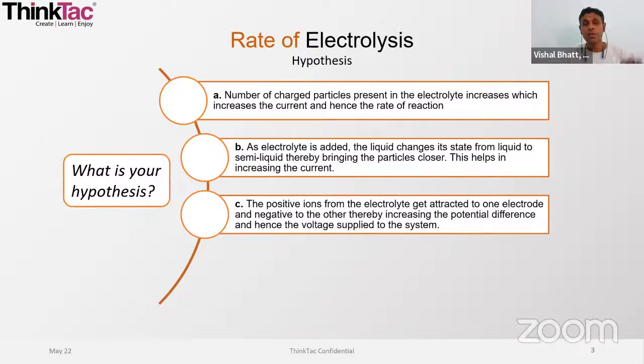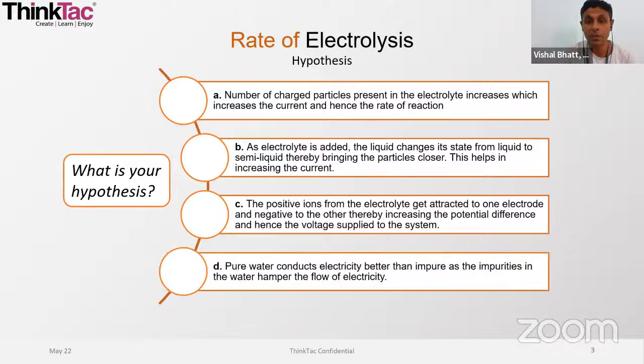Third, we are saying the salt will lead to some positive and negative ions in the water. So positive ions go to one terminal, negative to another. So there is a potential difference created, and hence the voltage supplied to the system increases, which also is similar to what Mohana was saying. So she is saying that if the voltage supplied is increased, the rate of electrolysis may go up. The question though is, if hypothesis C is correct, and we are also claiming that just by adding more electrolyte, the voltage supplied to the system is increasing, there's a small difference there. Hope you are clear about it.